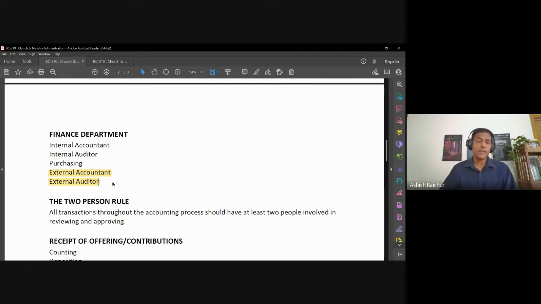Then over time, as things grew, we had our own internal accountant. That means we needed a full-time person to handle this. So I think it was only, so we had a part-time internal accountant, I would say from, I think from 2011, so almost 10 years later or something.